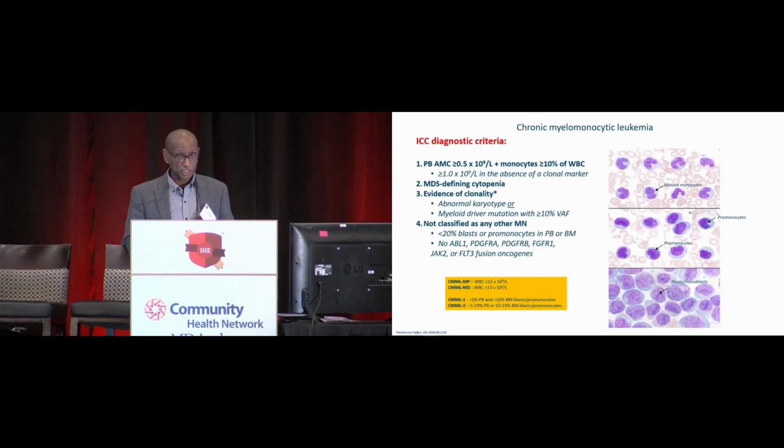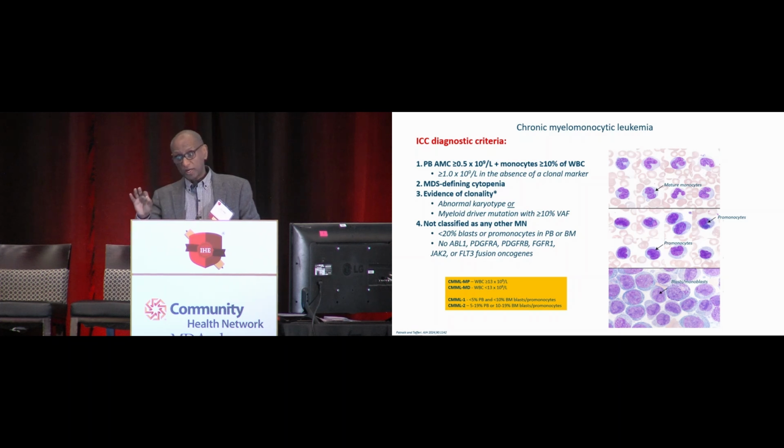CMML is just excess monocytes. I want to remind you that there are the beautiful monocytes with nice bifolded nuclei, bilobed, gray cytoplasm, and then there is a promonocyte, a little more immature. It's not lobed, it's indented, it's kidney-shaped. And then there is a blast.